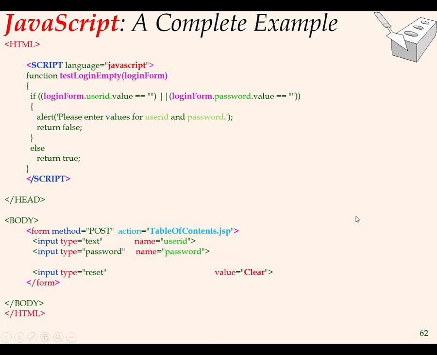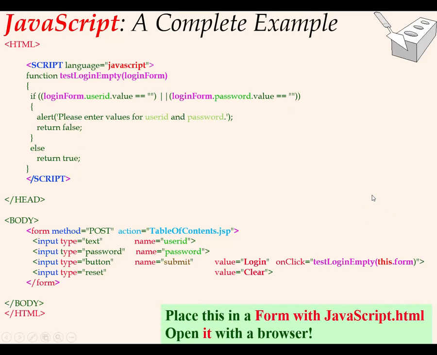So how do I invoke this from here? So here is the invocation. When I actually click on login, on click, this is the event, this test login empty, and this form that has user ID and password. So this will start executing every time you click on the login. This is an actual example.